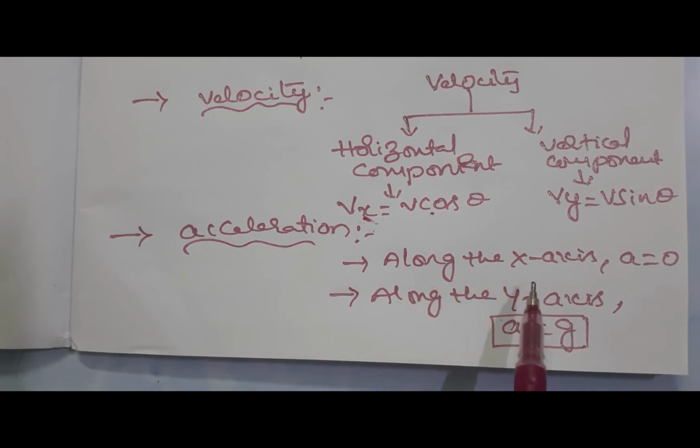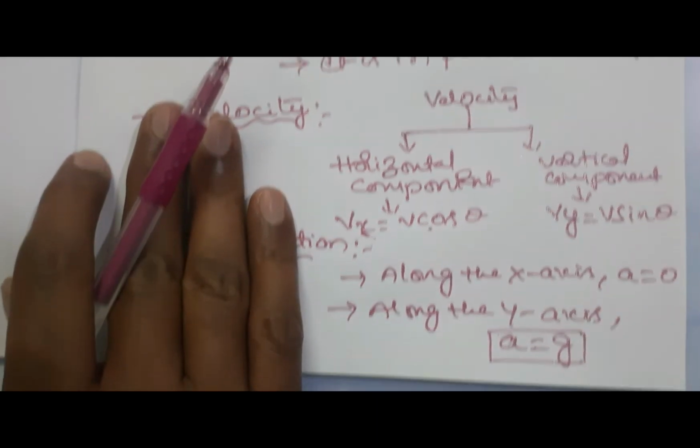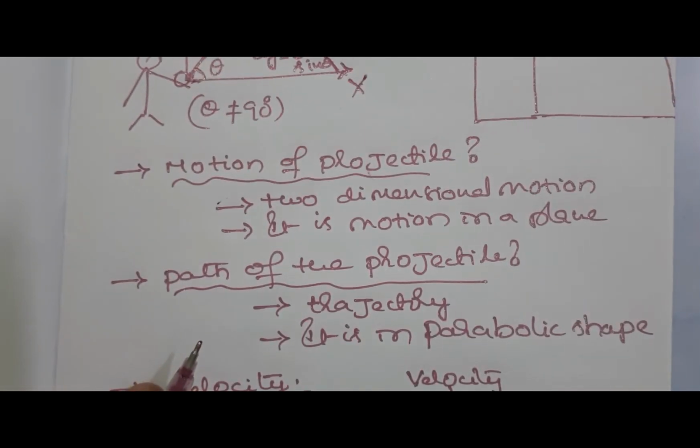And along the horizontal direction, no force is acting on the projectile. That is why it moves with a uniform velocity, so acceleration is zero.